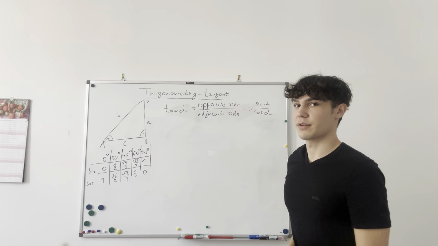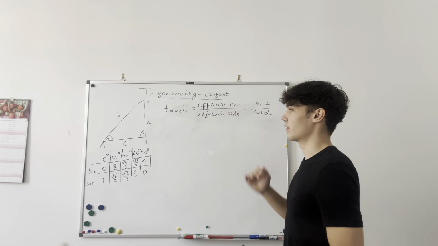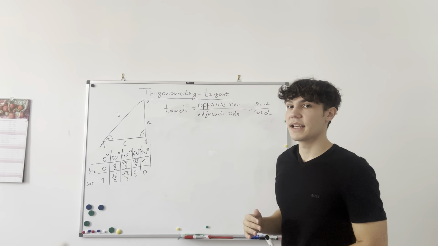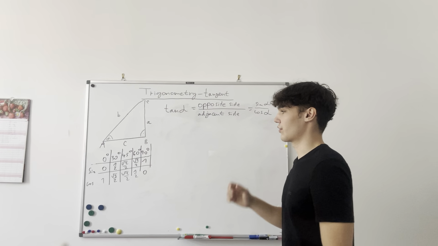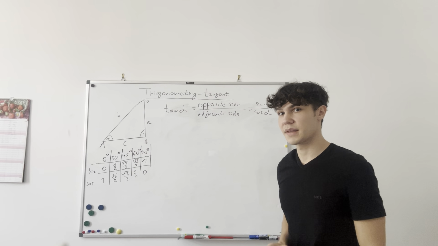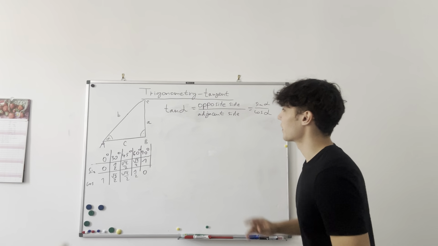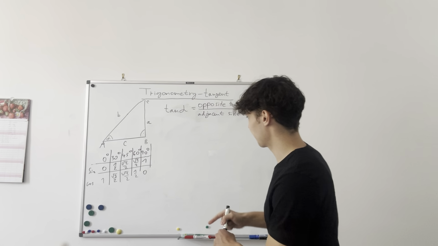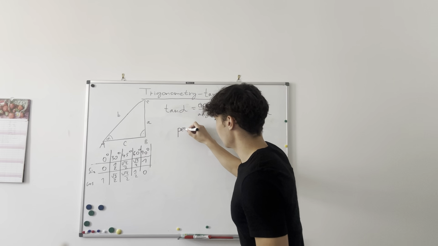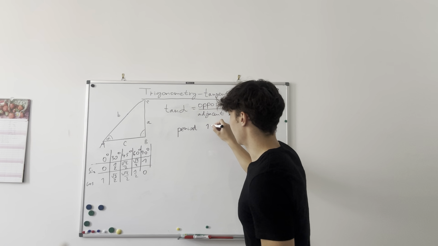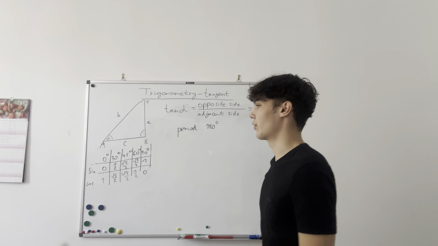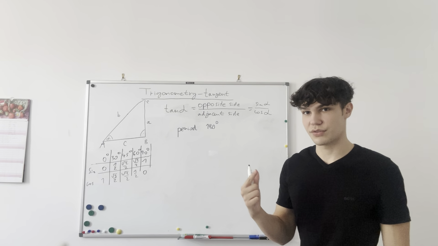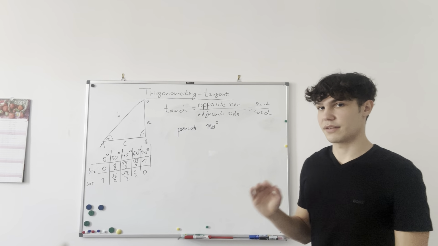Now, what's interesting about tangent is that it is defined for every point on the y-axis, unlike sine and cosine, which is only defined from -1 to 1. However, tangent also has one key difference, and that difference is that the period for tangent is only 180 degrees. So this is important to keep in mind, because for sine and cosine, it's 360 degrees.